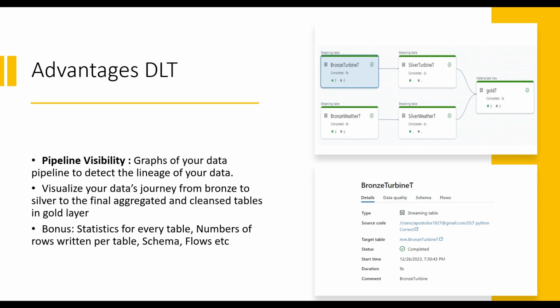One of the main advantages of using Delta Live tables is that we have pipeline visibility. We have graphs of the data pipelines, and we can detect the lineage of the data. So we can visualize the journey from the bronze layer to the silver layer to the final aggregated and cleansed tables in the gold layer. It's very important to know the lineage of your data. And we also have statistics for every table. We have the number of records written per table, the schema and the flows, a lot of important information per table.